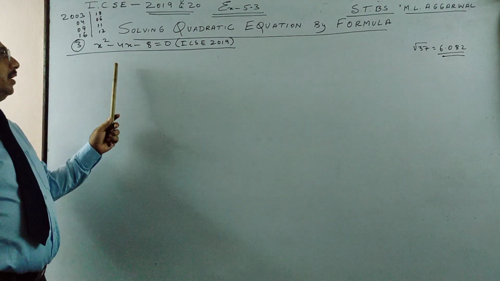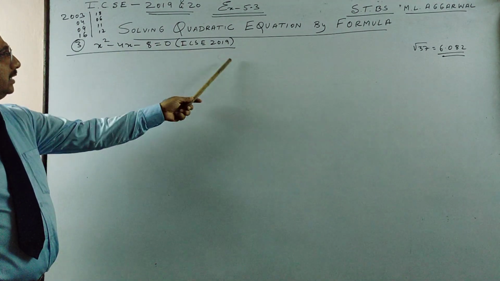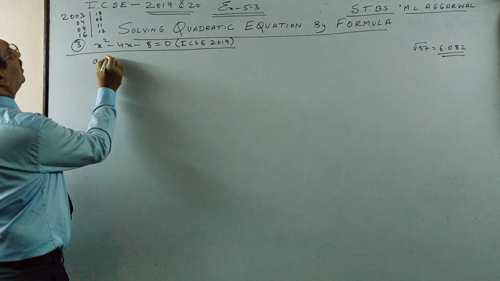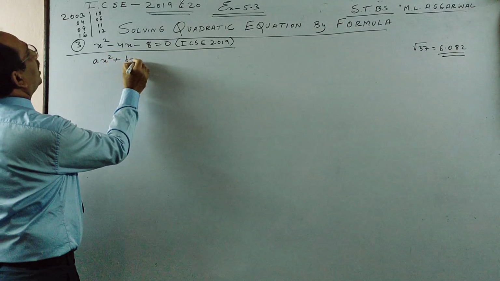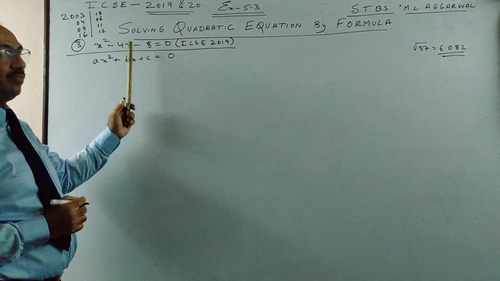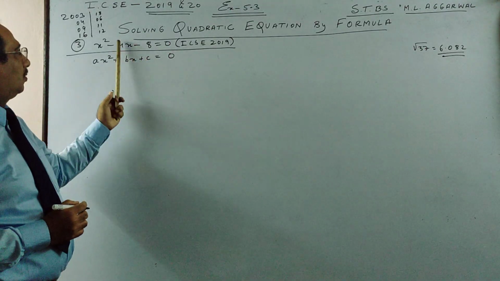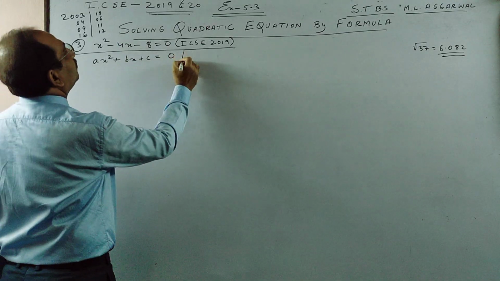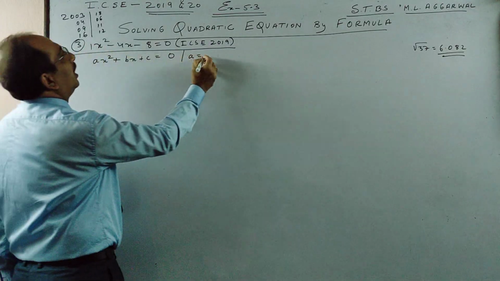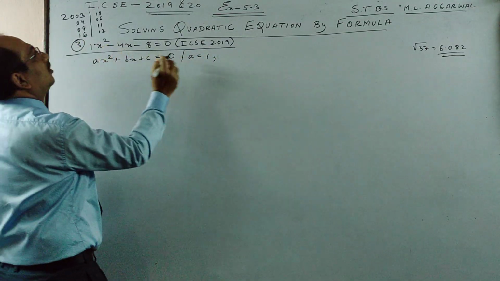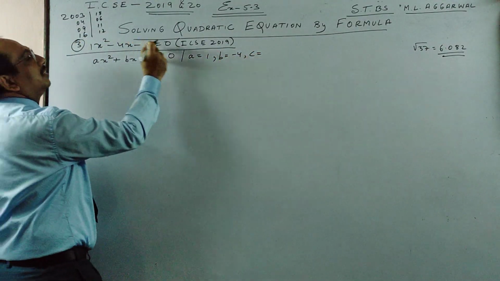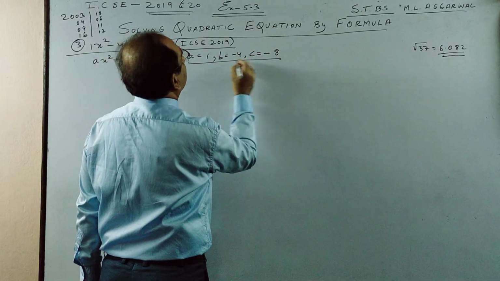So next we move on to ICSE 2019. Let us see, compare this with x square plus bx plus c is equal to 0. So we compare it with standard form of quadratic equation. We get a as coefficient of x square, I told you, is 1. B is coefficient of x is minus 4, and c is constant term which is minus 8.